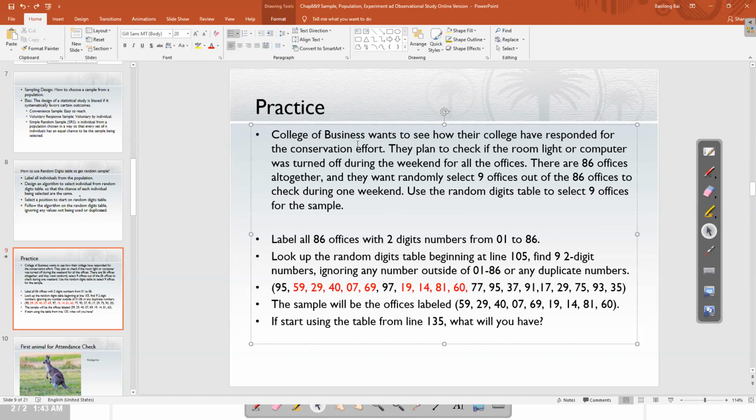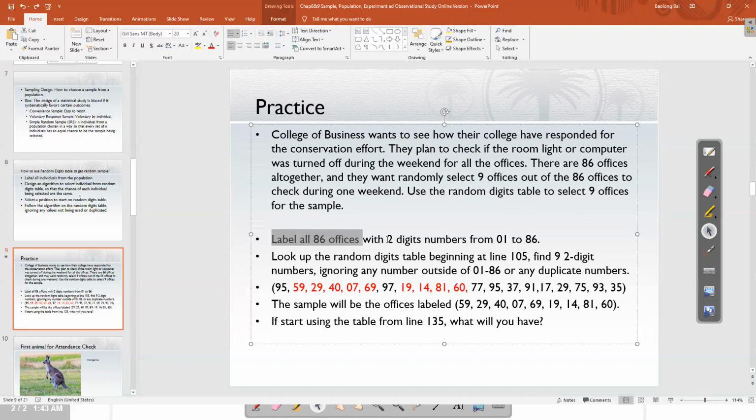The College of Business wants to see how their college responded to the conservation effort. They plan to check if the room light or computer was turned off during the weekend for all the offices. There are 86 offices altogether, and they want to randomly select 9 offices out of the 86 to check during the weekend. Use the random digit table to select 9 offices for the sample.